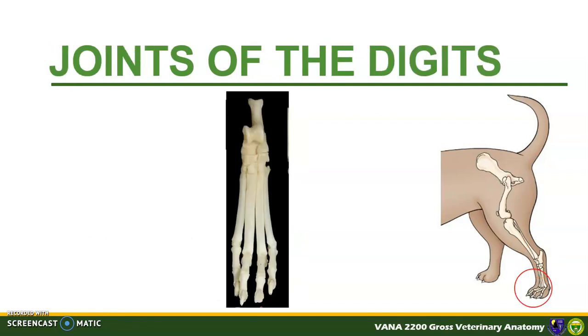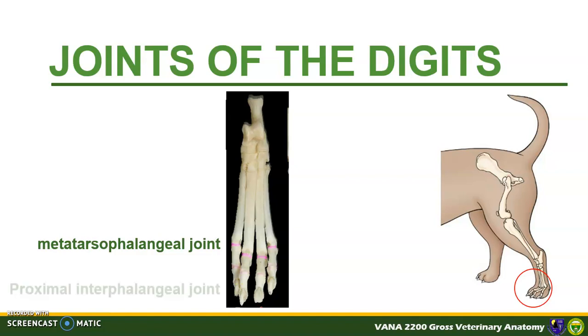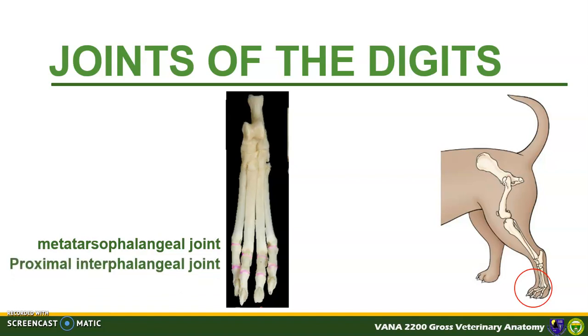The same with the thoracic limb, the joints of the digits of the pelvic limb is composed of three main joints. The metatarsophalangeal joint is a joint between the distal end of the metatarsal bone and the proximal phalanx. It is a modified hinge joint allowing flexion and extension. This is analogous to the metacarpophalangeal joint of the thoracic limb. The proximal interphalangeal joint is a joint between the proximal and the middle phalanx, while the distal interphalangeal joint is a joint between the middle phalanx and the distal phalanx.